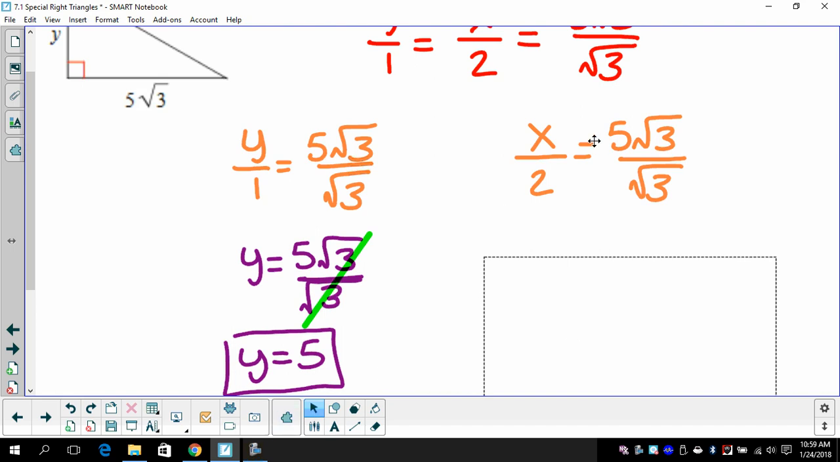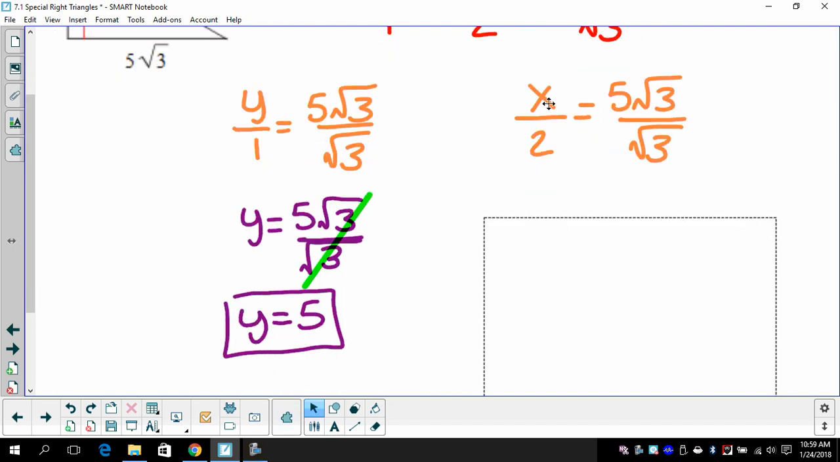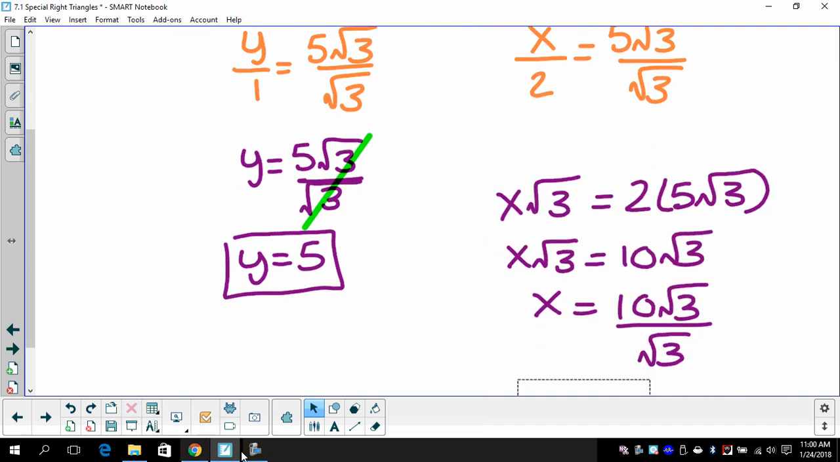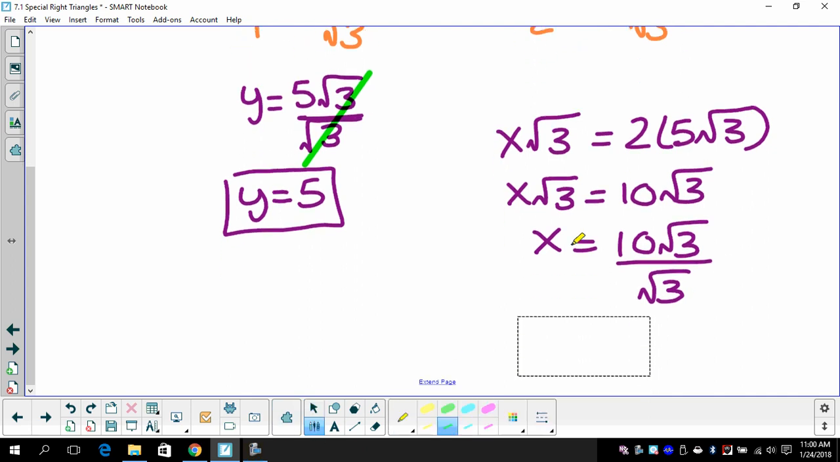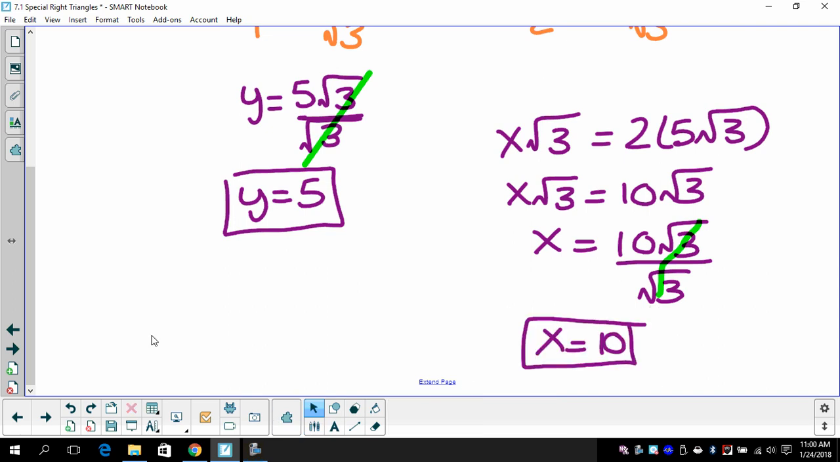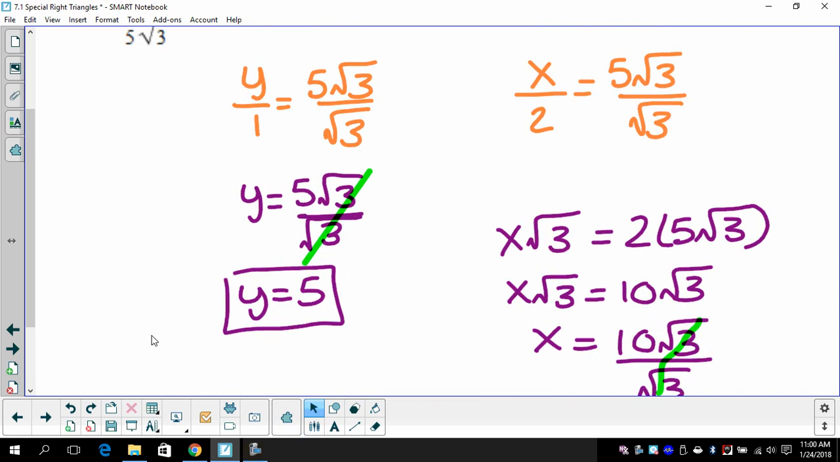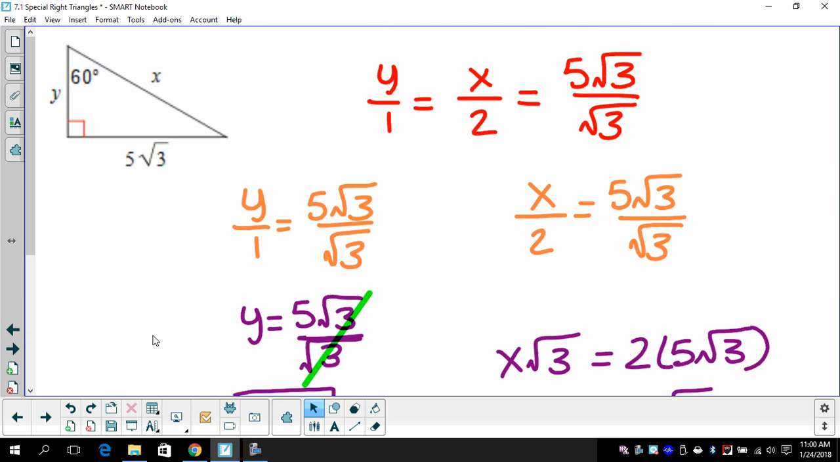For x, I'm going to cross multiply and get x times root 3 and 2 times 5 root 3. And from our last lesson, we know that we can multiply the 2 and the 5 on this right side and get 10. And then I'll divide both sides by root 3. These root 3's cancel, and I get x to be 10. So it's the same process as a 45, 45, 90, with the exception that our reference triangle has different lengths for the sides because of the different angle measures.